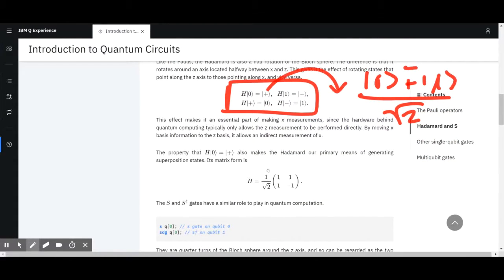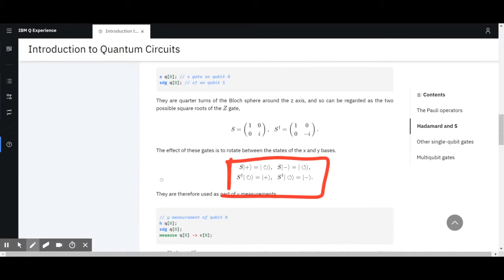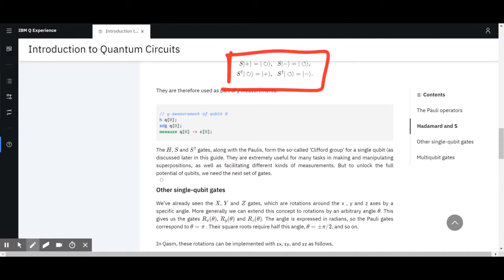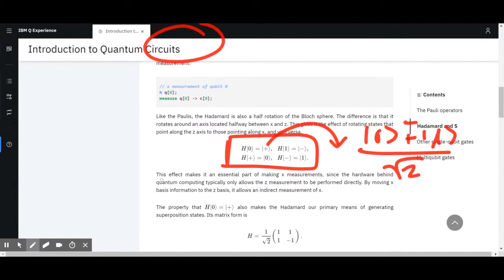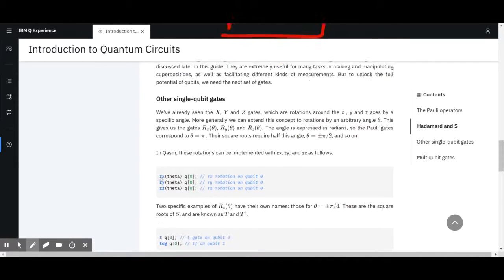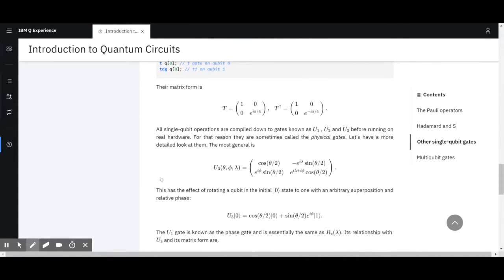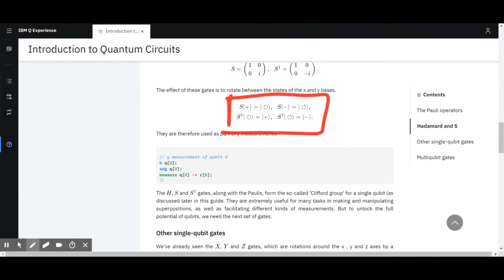Exactly. Whether you know really how the Hadamard operator looks or not, maybe it's helpful, maybe it's not. I don't know. Then you've got the S operation and the S transpose, which have a similar effect. So basically, at the end of the day, what this guide is telling you is that the operators help you move qubits around that Bloch sphere that we've seen in the other video, right? It's just a matter of how this is done.